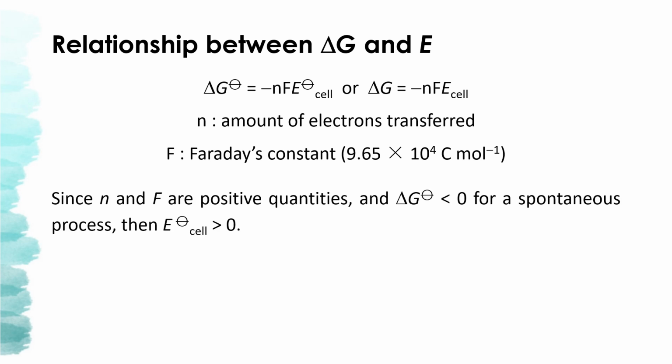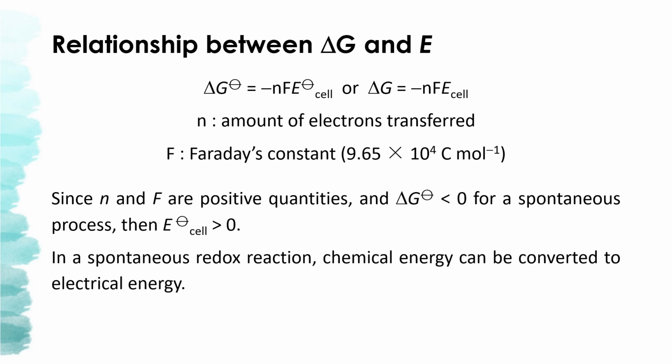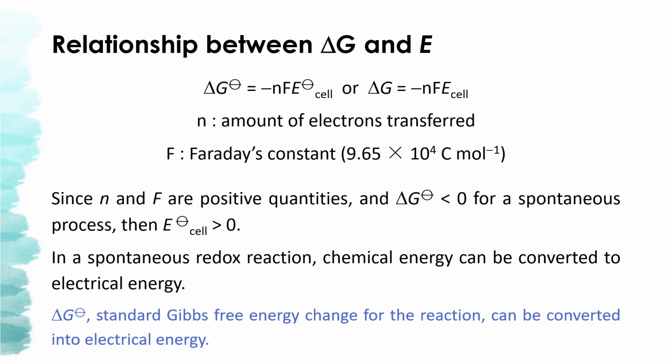So what is the significance of this equation? It will be reviewed on the next slide, which is, I think, easier to understand. So basically, if you do a quick mathematical calculation, if your E naught cell is positive, your change in G will be negative. If your E naught cell is negative, your change in G will become positive. It's simple maths because one is positive times negative, the other one is negative times negative.